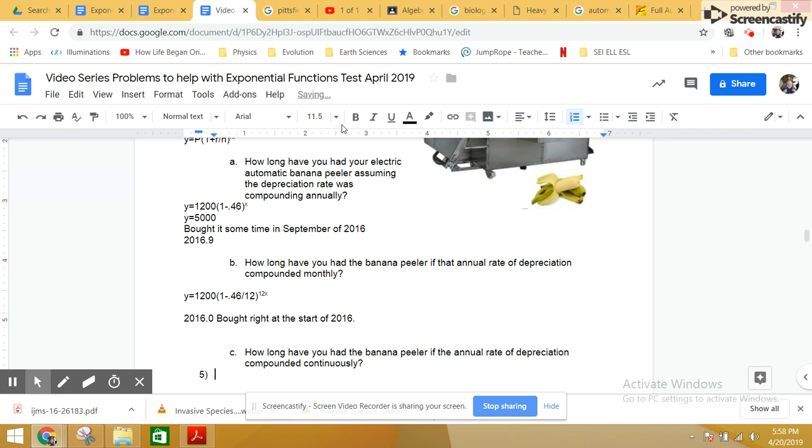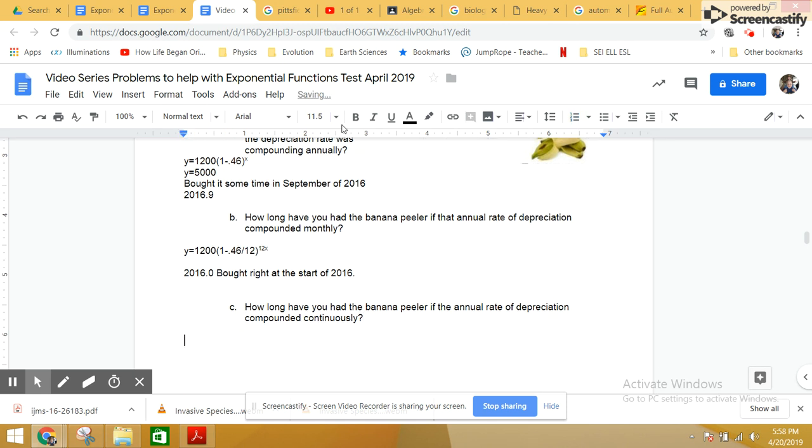Now, if it was continuous, now continuous is going to be a different equation. Continuous requires us to use e. So we'll say y equals 1,200 as our initial value times e, and that's going to be raised to the negative 0.46 x power. Because it's depreciation, we make that rate negative. There's no 1 involved. The 1 is already taken care of by Euler's number there.